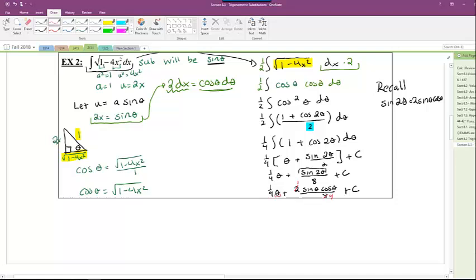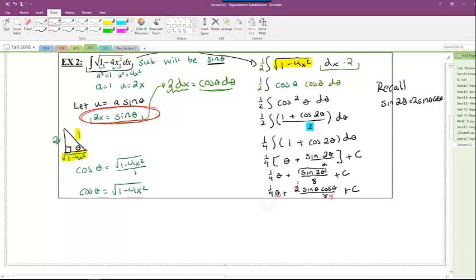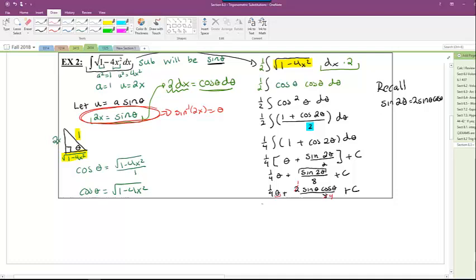Well, that's not on my triangle because my triangle can only tell me what sine, cosine, tangent, cosecant, secant, and cotangent is equal to. So to solve for theta, I have to go back to what I initially made my substitution for. So I said that 2x is equal to the sine of theta. So to find out what the theta is equal to, I need to take the inverse sine of both sides. So I know that the inverse sine of 2x would equal theta.